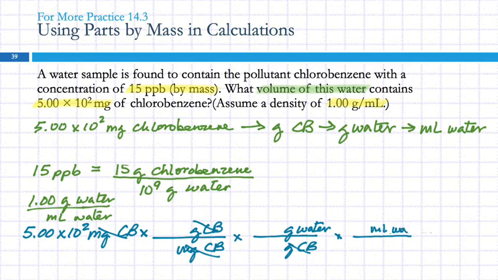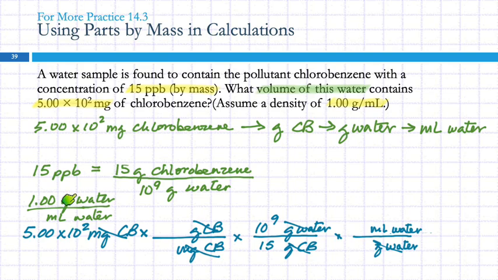Milliliters of water. And I'm going to have grams of water down here to cancel it out. You see how the units work? Then I'm going to take the numbers from my other information here. 15 grams of chlorobenzene per 10 to the 9 grams of water. So that's this one in the middle, grams of water to grams of chlorobenzene. So there's 15 grams of chlorobenzene in 1 billion grams of water.